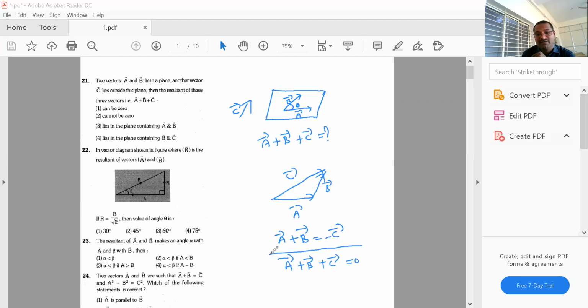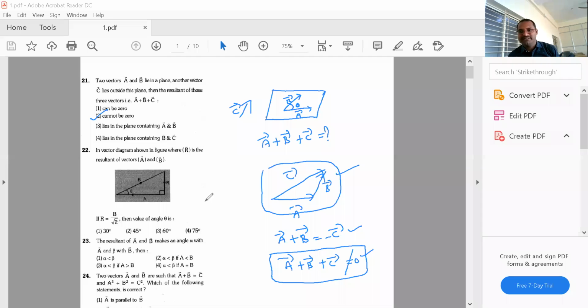Yes, this property we have discussed. But this is possible only when these three vectors lie in the same plane. When these three vectors are not lying in the same plane, this cannot be 0. Option 2 is the right answer. Hope you got its explanation. Understood, no? Students? Clear? Next.